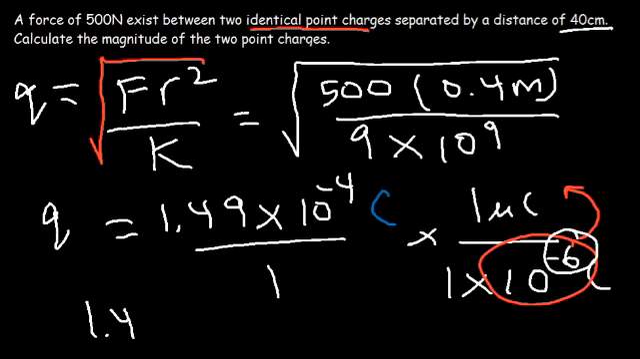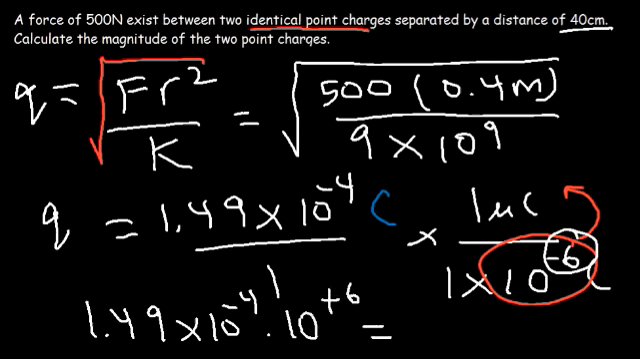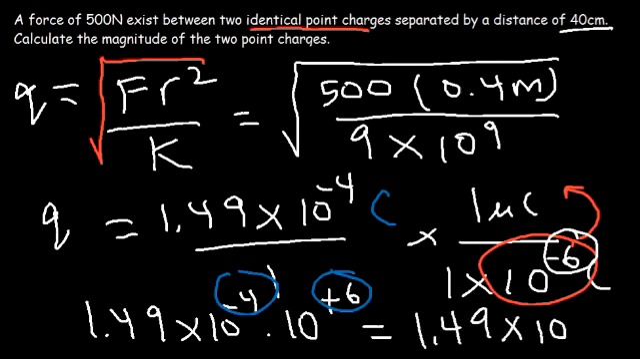So this is the same as 1.49 times 10 to the minus 4 times 10 to the positive 6. Whenever you multiply common bases, you can add the exponents. Negative 4 plus 6 is 2. So this is 1.49 times 10 to the 2 coulombs. 10 squared is 100. So 1.49 times 100 is 149. So the charges of Q1 and Q2, they're both 149 coulombs.